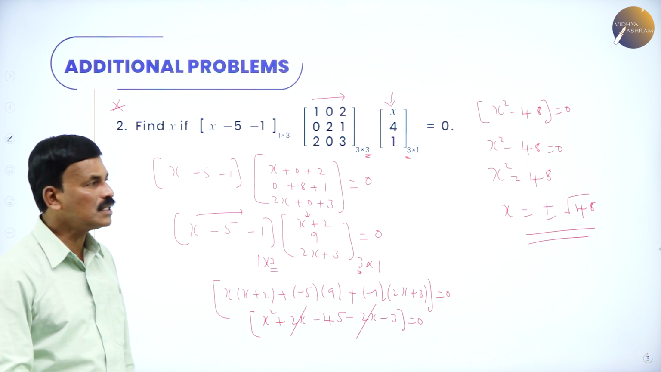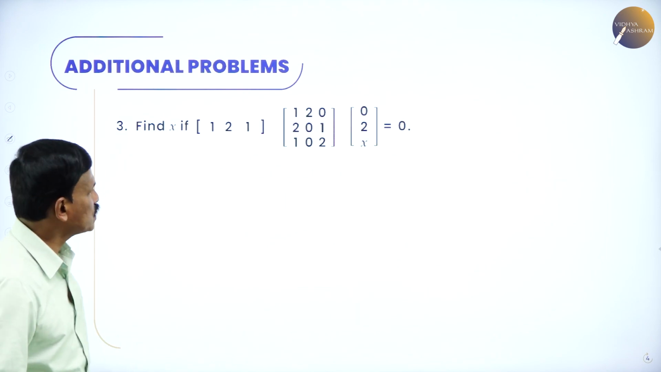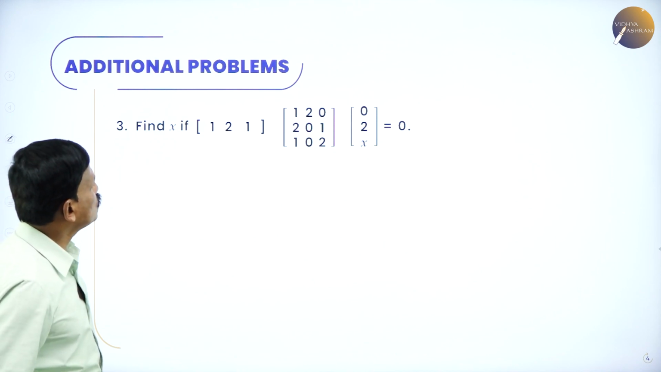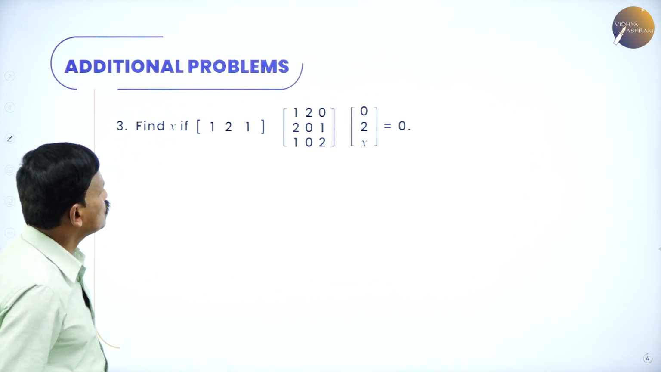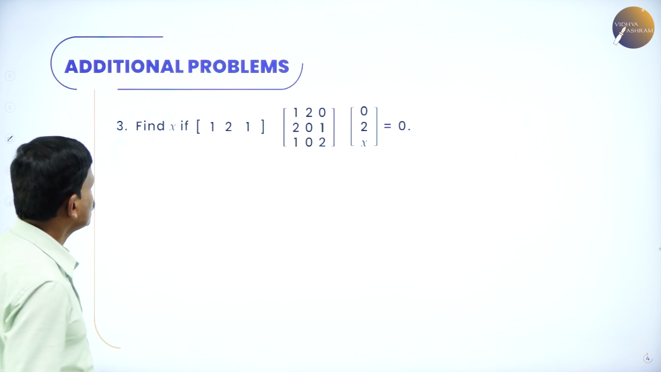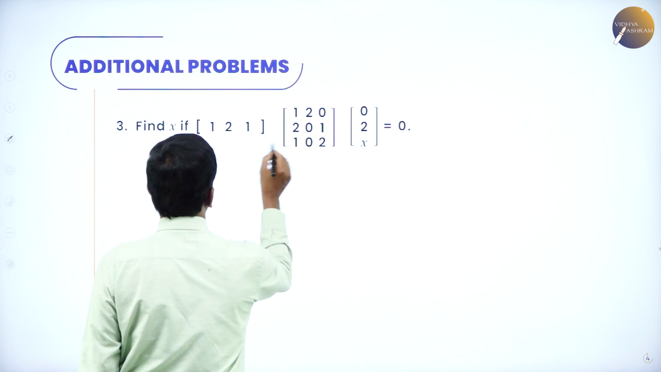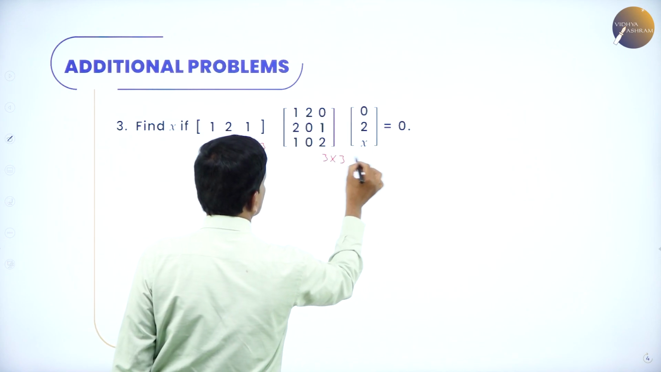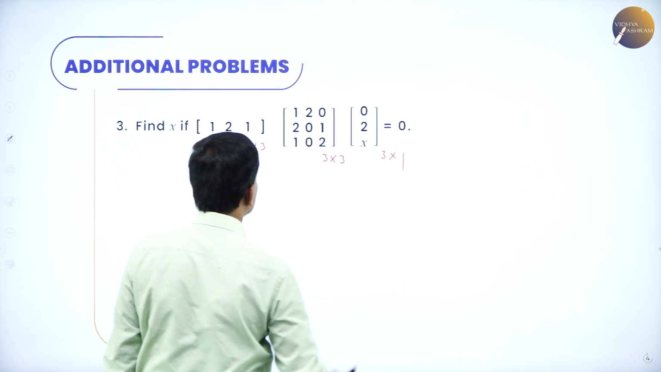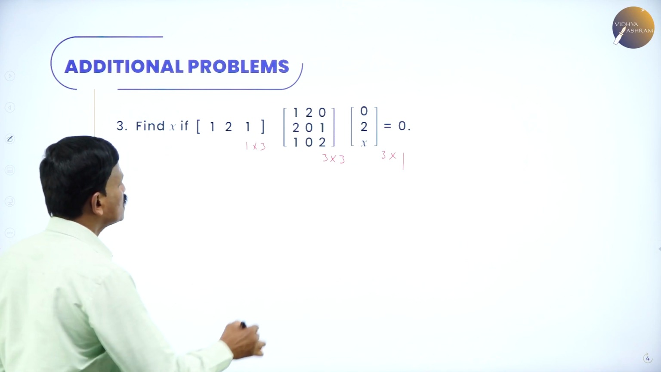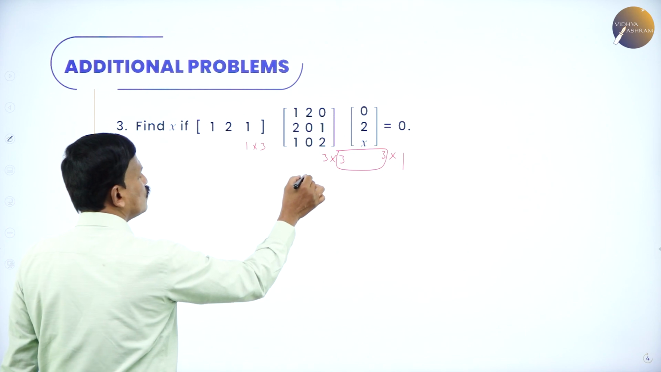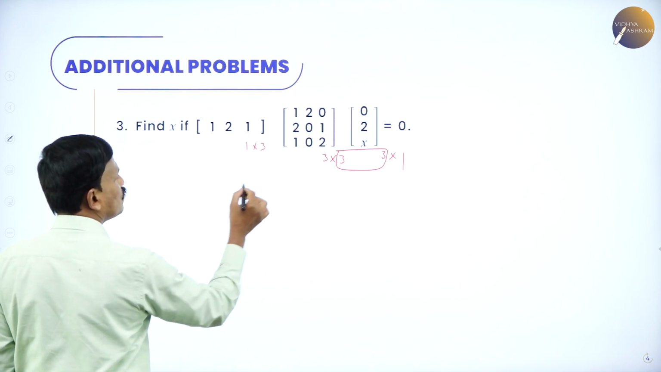Now let us come to the same type of problem. One more problem is there. We will solve the same type of problem. Find x if [1 2 1] times [1 2 0; 2 0 1; 1 0 2] times [0; 2; 0] is equal to x. Find x. Let us write down the order for this. This is 1 row 3 columns. This is 3 rows 3 columns. This is 3 rows 1 column. Now let us verify these two are equal. So we can multiply the matrices, and what we are going to get is of order 3 cross 1.